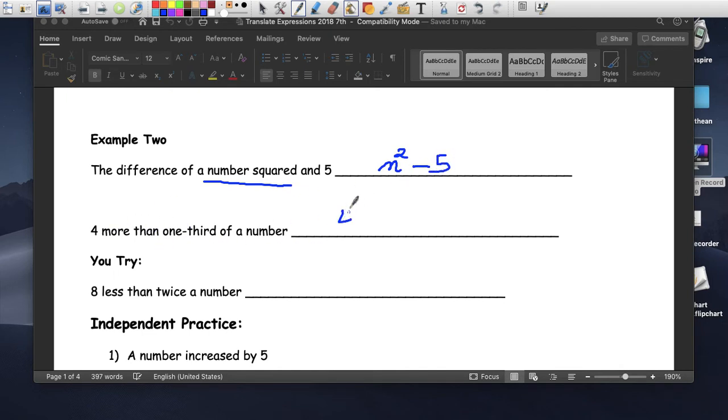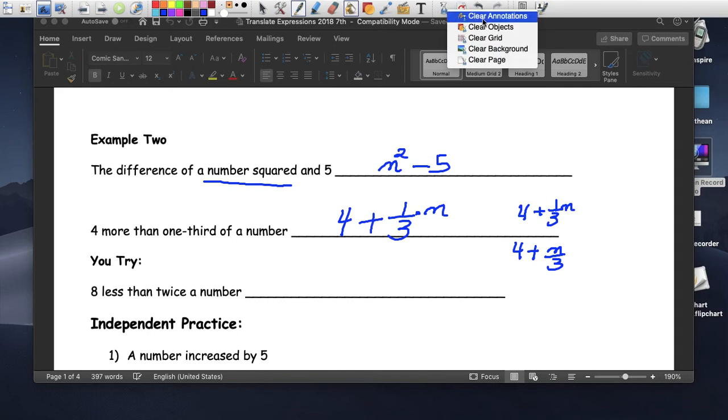4 is 4. More than is addition. 1/3 is this. Of means multiplication, and of a number is n. So 4 more than 1/3 of n. There you go. Or you can even write it as 4 plus n over 3. So either of these two works just fine.